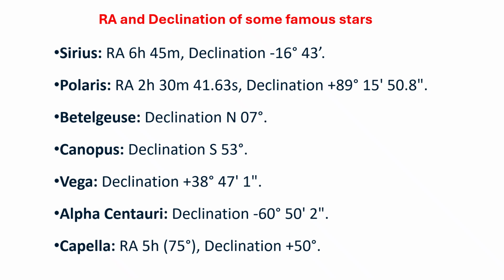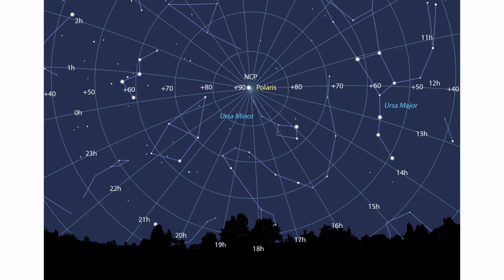Here are the right ascension and declination of some famous stars, like Sirius, which has a right ascension of 6 hours 45 minutes and a declination of minus 16 degrees 43 minutes. But is it sufficient only to know the right ascension and the declination, or the azimuth and the altitude, of a star to view it from a telescope?